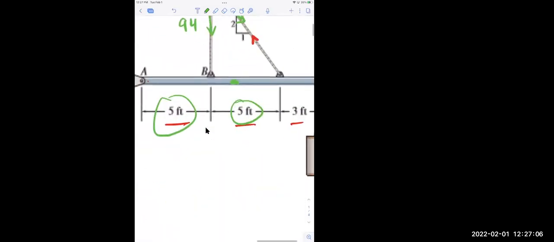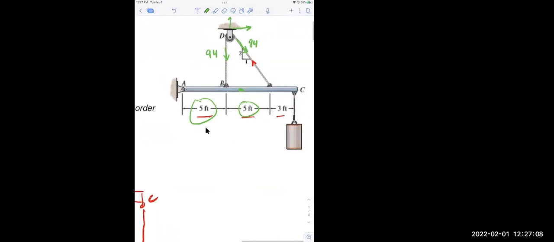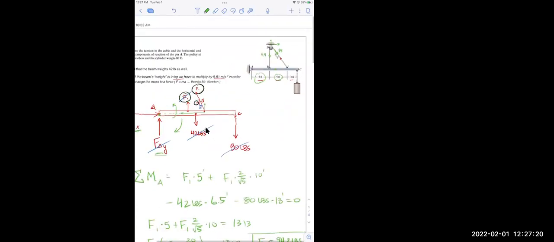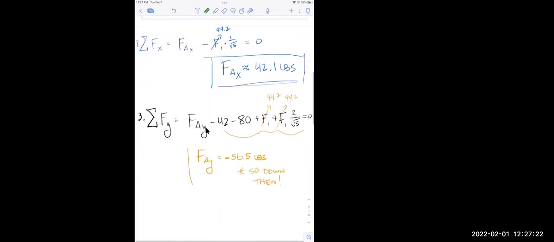They got this one labeled as B. They never labeled this point over here, but is it rotating around B? Is it rotating around C? Let's just see what happens now that we're sort of done calculating. Let's see what the sum of the moments around C would be, just for the fun of it.